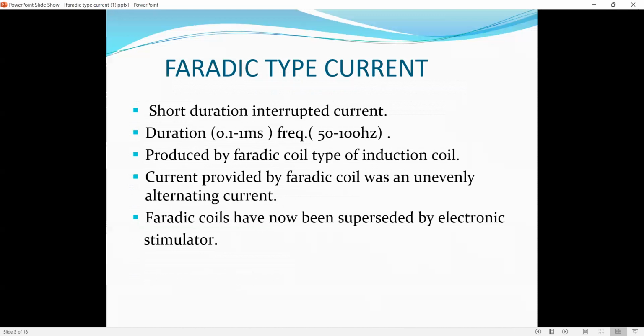Faradic type current is a short duration interrupted current. Its duration is 0.1 to 1 millisecond and its frequency is 50 to 100 Hz. Faradic type currents are produced by a Faradic coil, a type of induction coil. The current provided by a Faradic coil was an unevenly alternating current. Faradic coils have now been superseded by electronic stimulators.